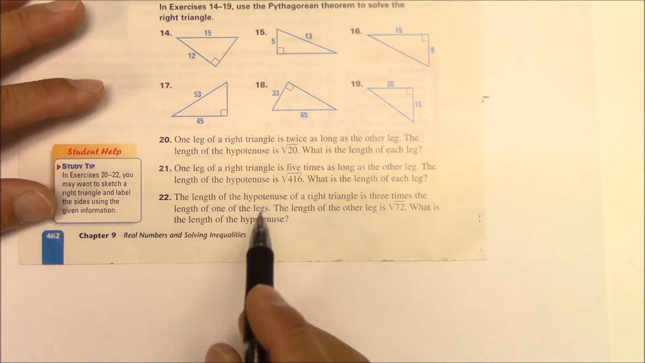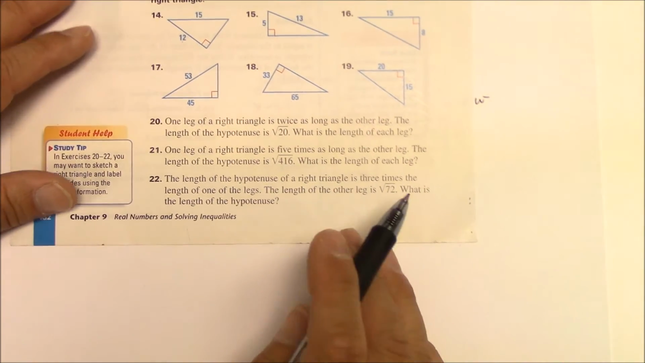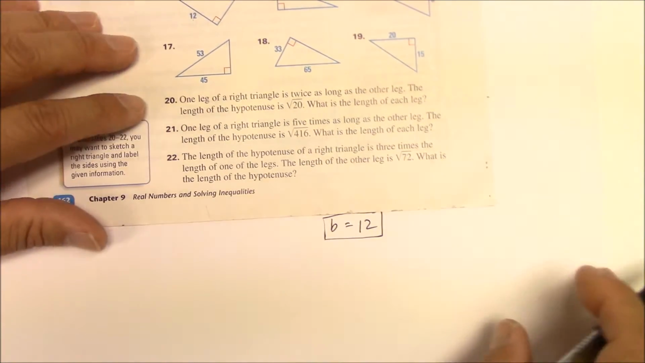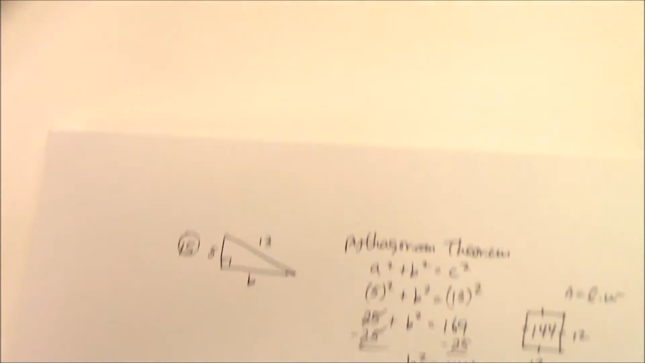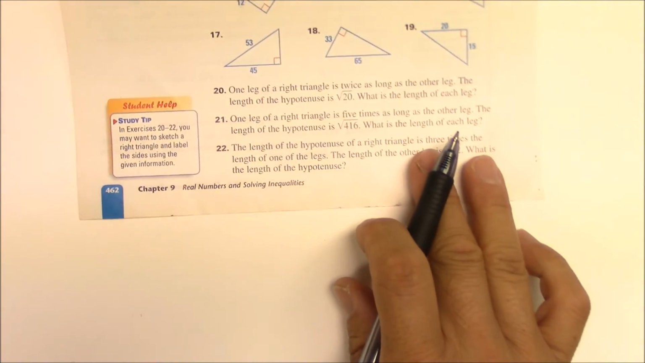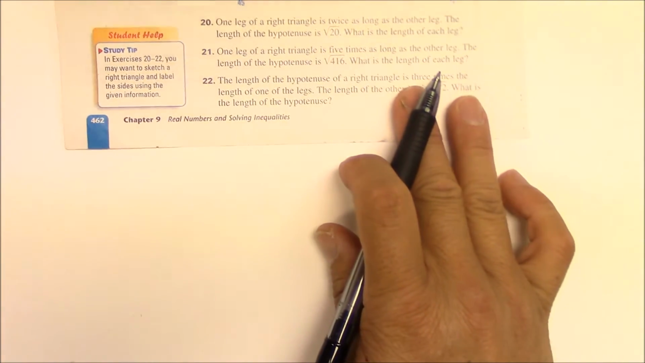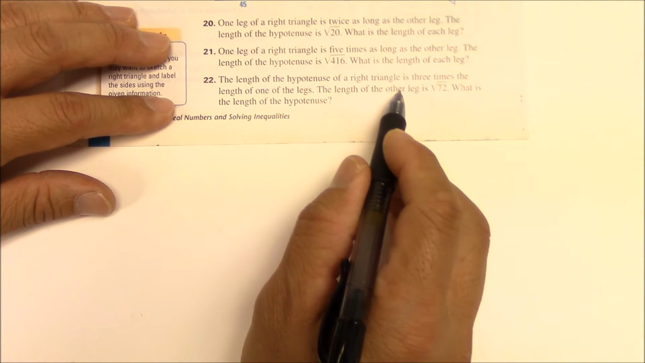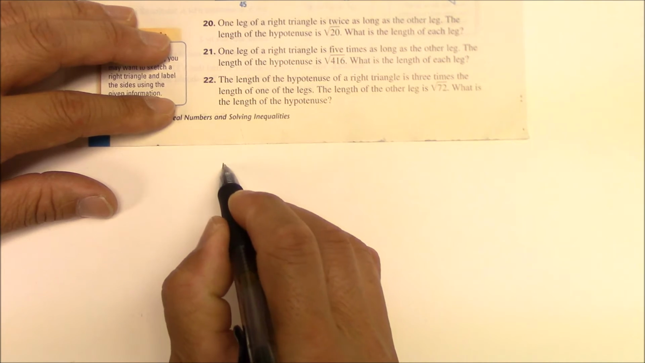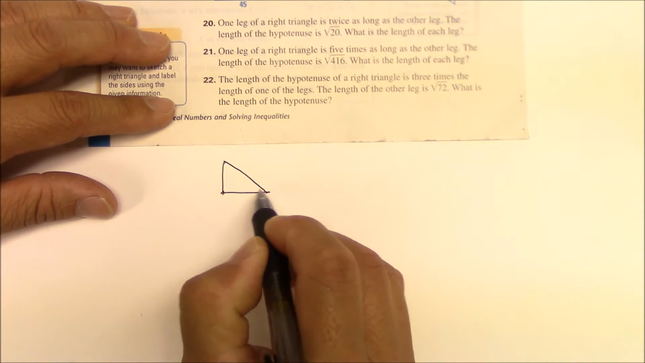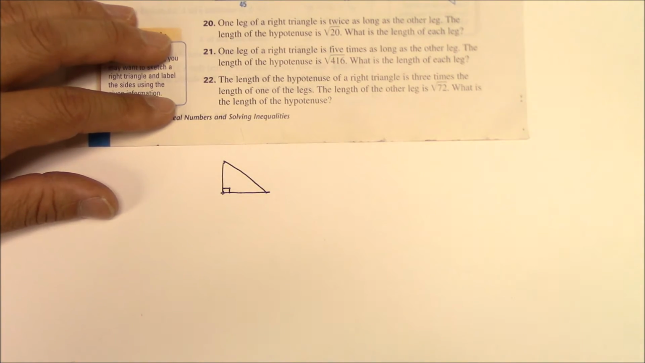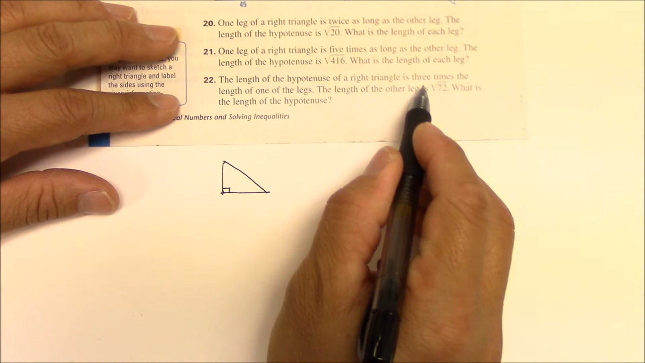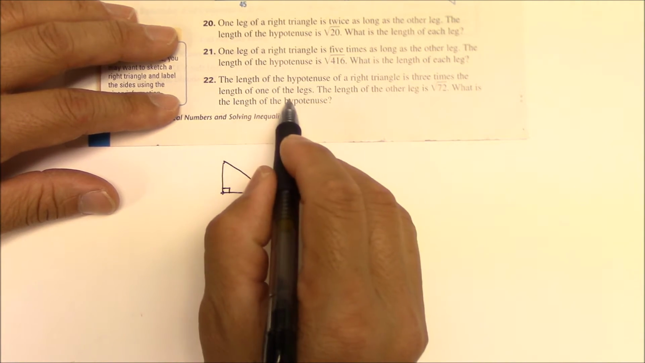Let's see what it says over here. It says the length of the hypotenuse. And as I read this, let me draw the illustration. That will help me visualize, okay? So let's move this out of the way and let's read this guy over here. Here we go. So number 22. It says the length of a hypotenuse of a right triangle. All right, let's just randomly draw a right triangle. There. And the length of a hypotenuse of a right triangle is 3 times the length of one of the legs.